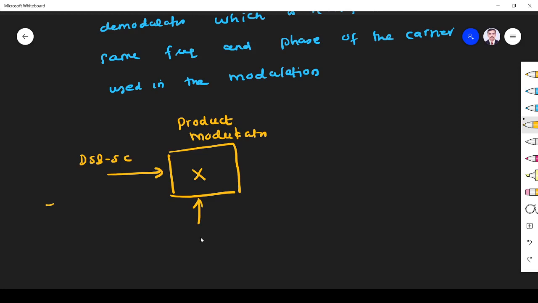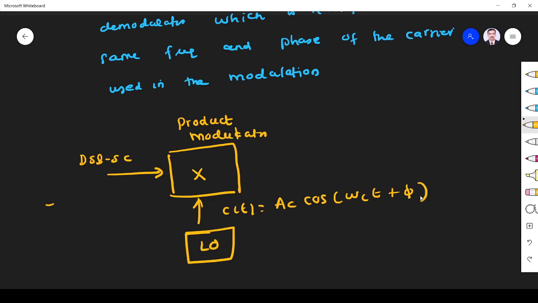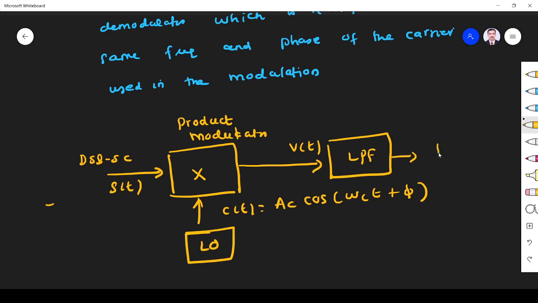This is the carrier wave from the local oscillator. The local oscillator creates a carrier wave which is the same as the carrier used in the modulation, with the same frequency and phase. These two are multiplied. Let us assume this is our signal S of t, this is our C of t, and the output is V of t. After that it goes to a low pass filter, and what we get is the original M of t, the demodulated signal.